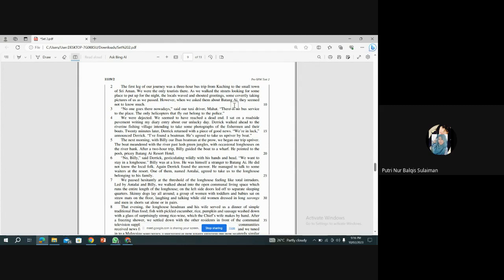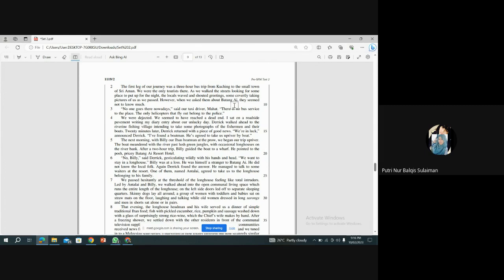No one goes there nowadays, said our taxi driver, Mahan. There is no bus service to the place. The only helicopters that fly out belong to the police. We were dejected. We seemed to have reached a dead end.